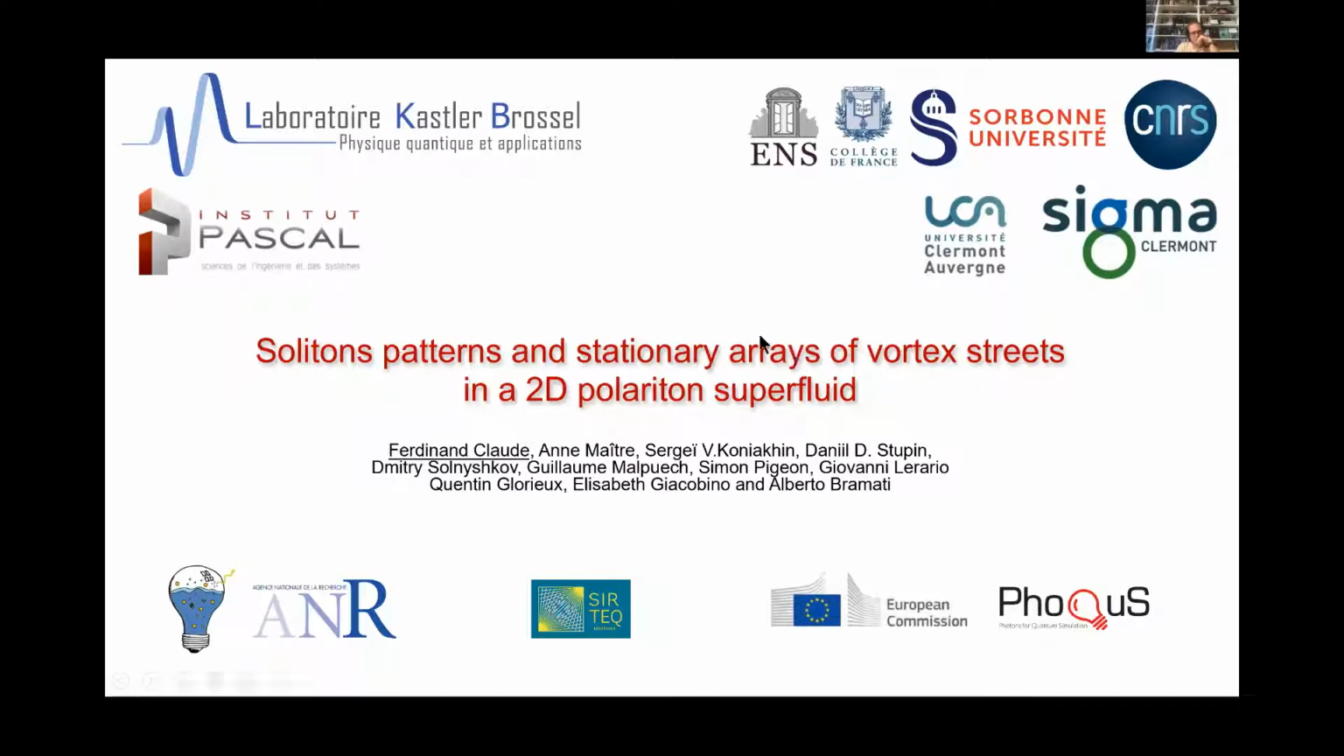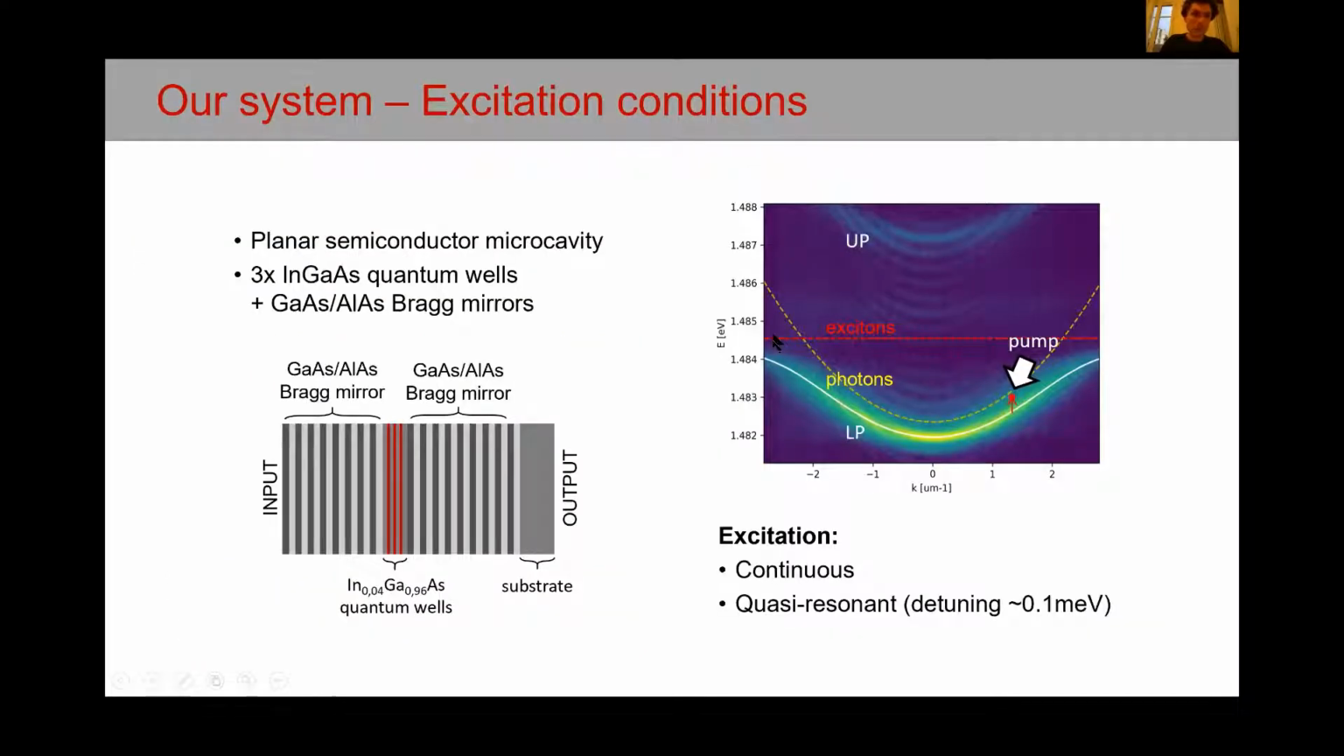So first of all, what is our polaritonic device? For all the experiments that I'm going to show you, we used the same planar semiconductor microcavity made with 3 indium gallium arsenide quantum wells placed between 2 gallium arsenide, aluminum arsenide Bragg mirrors here. We inject the polariton fluid into it with a continuous and quasi-resonant driving field. So all the fluid pictures in this talk have been taken in a steady state regime. And we are slightly blue detuned with respect to the lower polariton branch, as you can see here. So typically, the detuning is around 0.1 millielectronvolt.